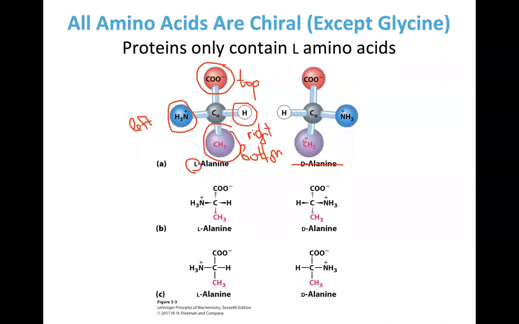Now, if you keep your carboxylate on top and R group on the bottom, but the hydrogen and amino group switch their positions, then you go to D amino acids. So L amino acids are all found in our 20 amino acids. Now, D amino acids are also found in some organisms, particularly in the microbiological world, right?